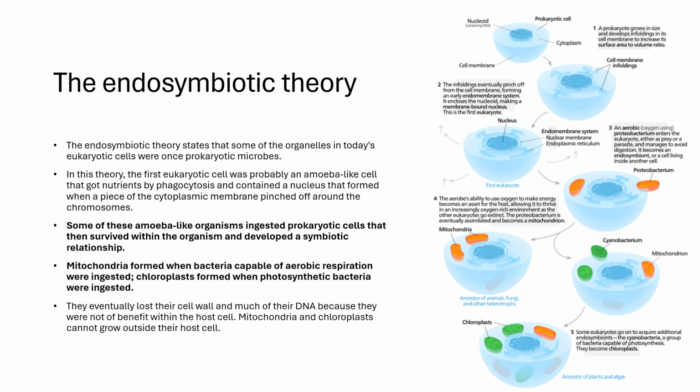They eventually lost their cell walls and much of their DNA because they were not of benefit with the host cell. Mitochondria and chloroplasts cannot grow outside their host cell. So a lot of genetic material, the DNA, was lost in these prokaryotic cells that were engulfed by the early eukaryotic cell. Only a few genes are left, and these mitochondria and chloroplasts are obligate symbionts of these cells. They cannot survive on their own outside the cell.